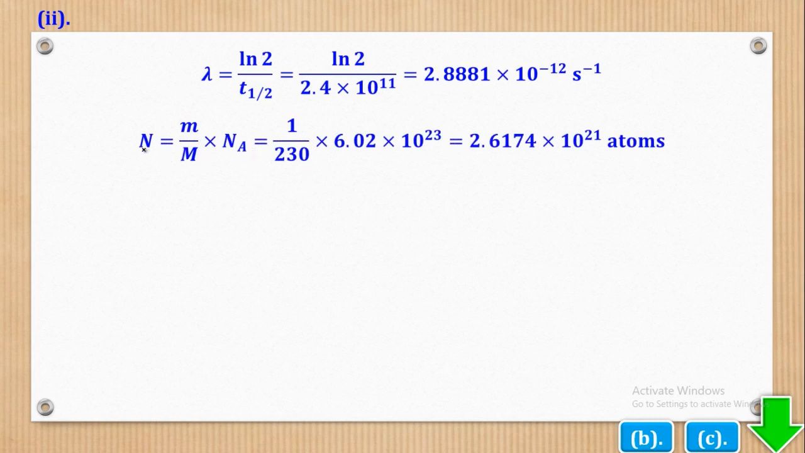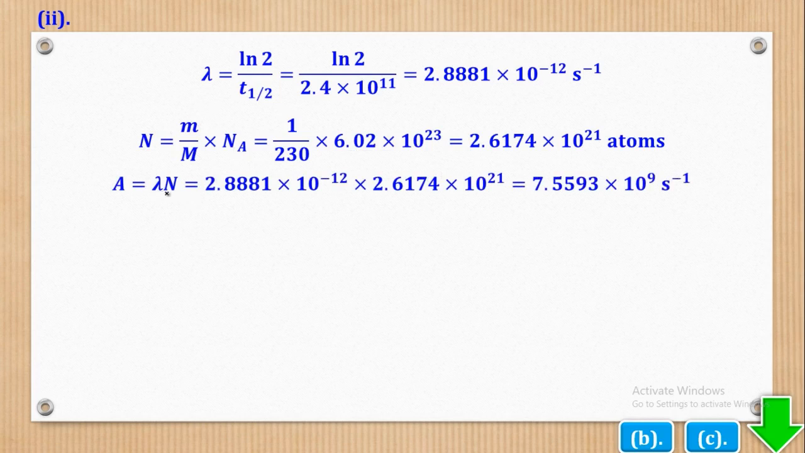The number of atoms will be mass over molecular mass multiplied by Avogadro's number. So for thorium 230, molecular mass will be 230, and mass was given as 1 gram. Avogadro's number is a constant as given in the table of constants. So we'll come up with this as the number of atoms. Therefore, the activity will be equal to decay constant times the number of atoms, so substitute for decay constant and number of atoms to come up with this as your activity.